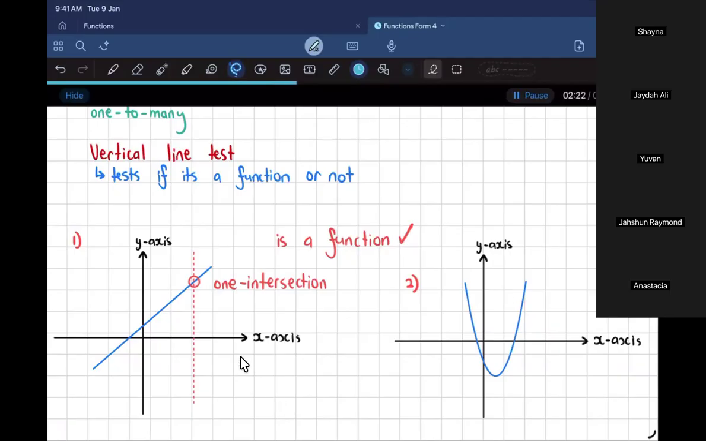So what I want you guys to do for me is draw question 2 in your book. Draw a vertical line and count how many times the line cuts the graph. If it's 1, it's a function. If it's more than once, it's not a function.